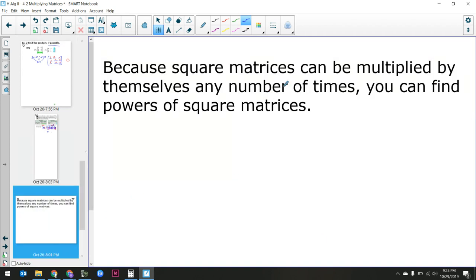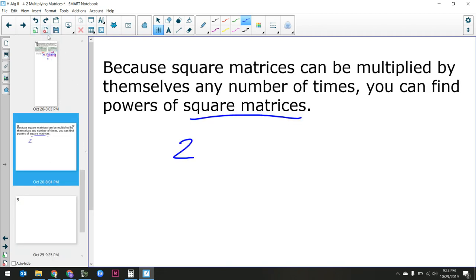Because square matrices can be multiplied by themselves any number of times, you can actually find powers of square matrices, and you can only find powers of square matrices. Think about it. What is the only dimension that can be multiplied by itself? Can I multiply a 2 by 3 times a 2 by 3? No, that doesn't work, right?